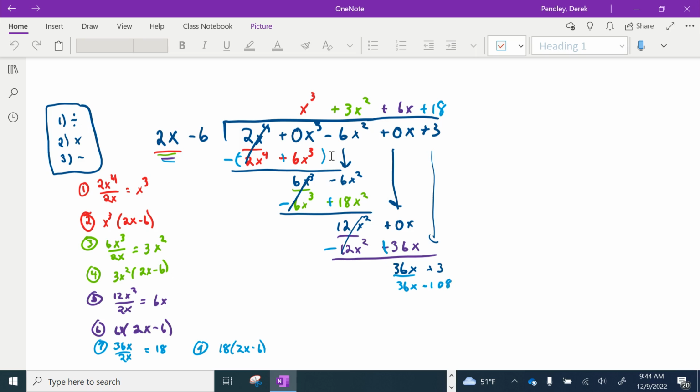And so you have to take the subtraction of that. When you do, you change the signs, and you get 111. This is our remainder. So our answer is x cubed plus 3x squared plus 6x plus 18 with a remainder of 111 over our original divisor, 2x minus 6.